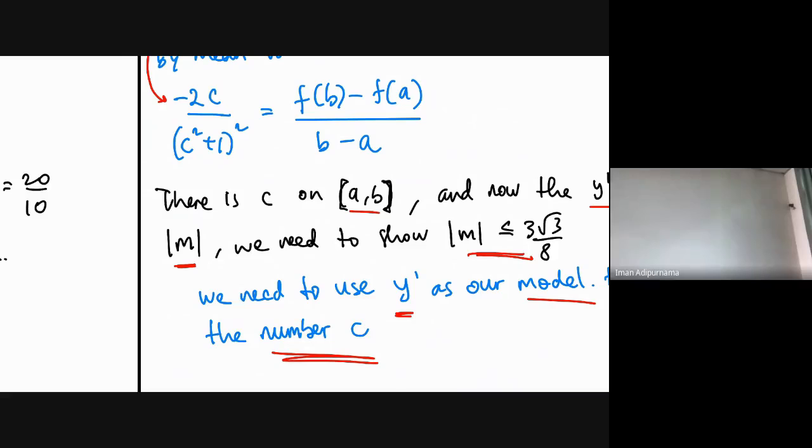So basically we can also think of this as optimization. So this is actually similar to finding the largest slope. So we need to differentiate twice. Then that's the model. So we need to find the slope of the y prime, okay, and find the number C.